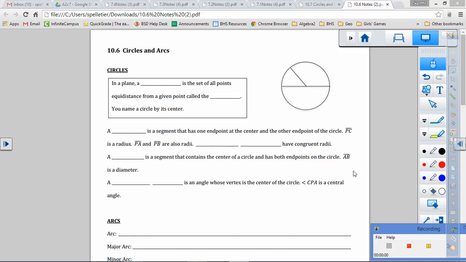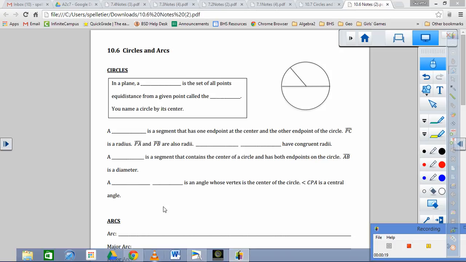Okay, this lesson, 10-6, is going to be our introduction to circles and arcs and arc length and circumference and area. So all sorts of just sort of generic, basic things about circles. So let's talk about some vocabulary.